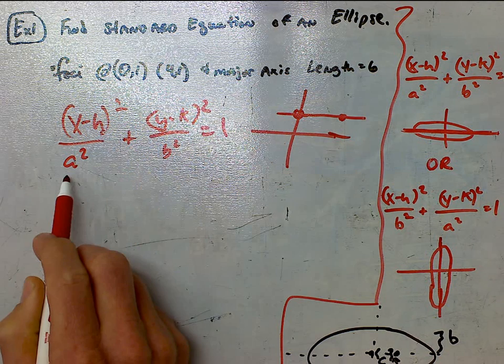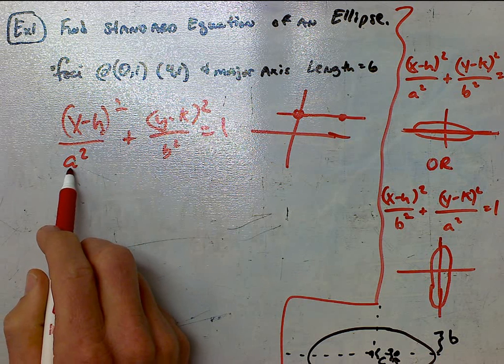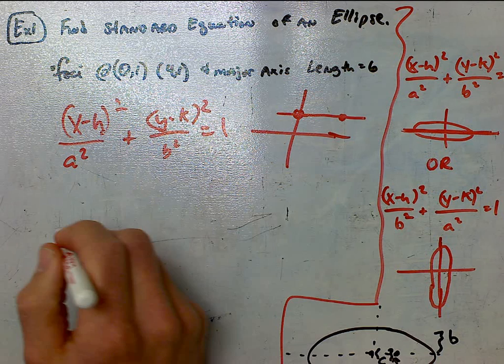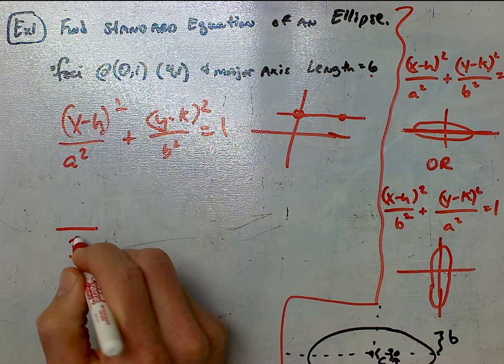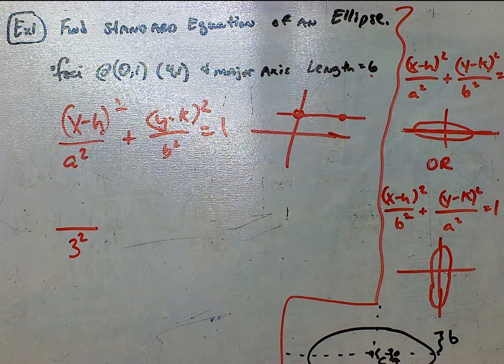A essentially means the distance from the center to the outside. So A is going to be half the major axis. So A is going to be 3, so it's 3 squared.